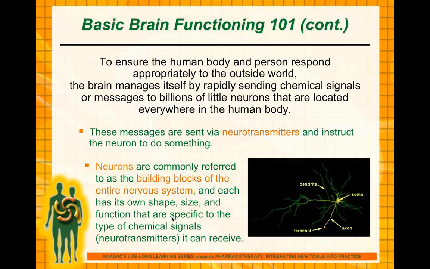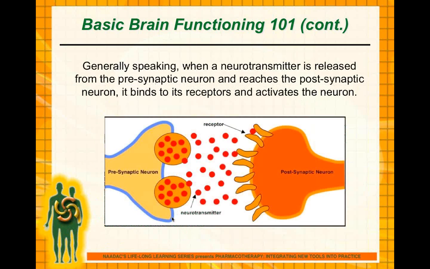And these neurons are located everywhere throughout our entire body and have their own shape, size, and function that are specific to the type of chemicals that they can receive. These chemical signals, also known as neurotransmitters, are specifically designed to instruct the neuron to do something or perhaps not do something. The reason why that's important is how alcohol dependence sets in on the brain.